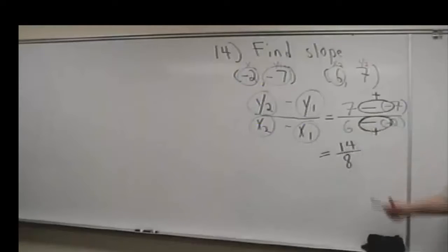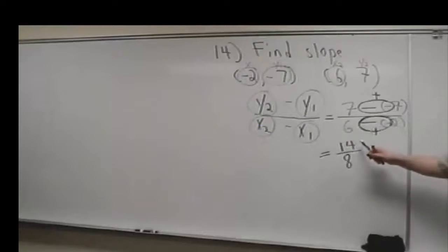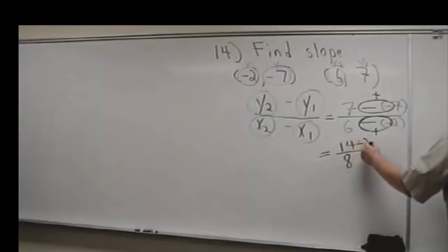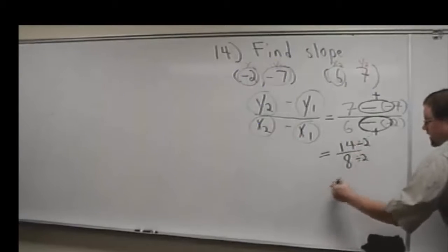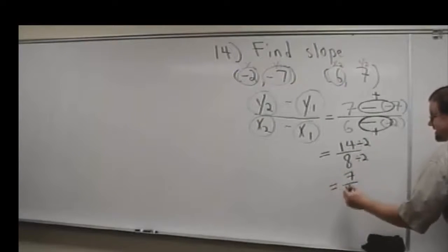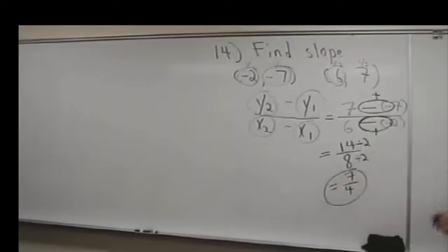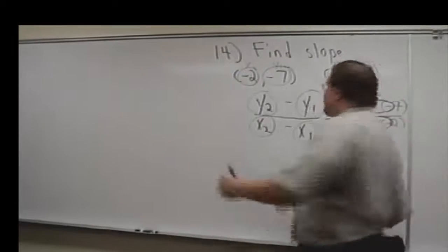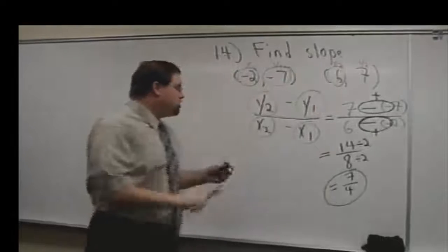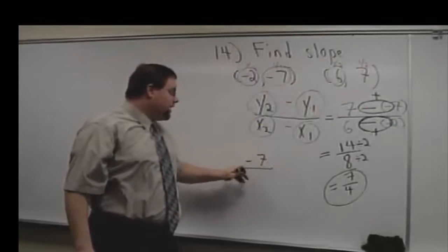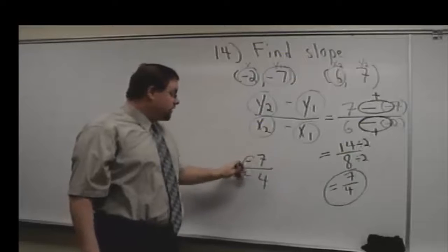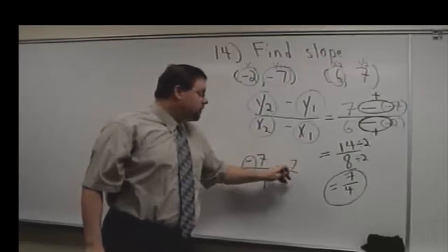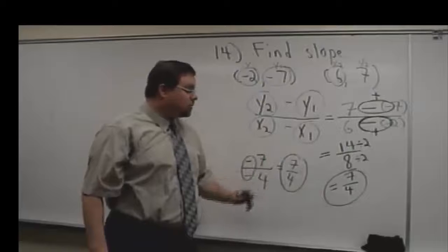This is a fraction, so make sure to reduce. 14 and 8 are both divisible by 2. So divide by 2, divide by 2, and I have 7 over 4. Make sure you always simplify a fraction. And that's the answer for that one. If you do it the other way, you should still get 7 over 4. If these two ordered pairs were flipped, you would get negative 7 over negative 4. But a negative and a negative is a positive 7 over 4, giving you the same answer.